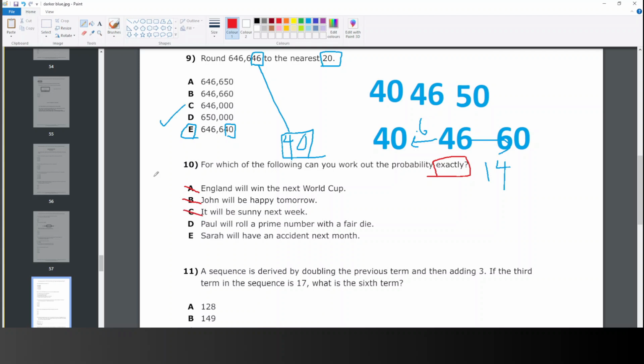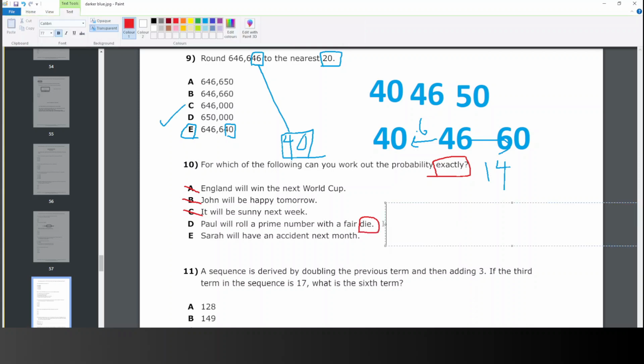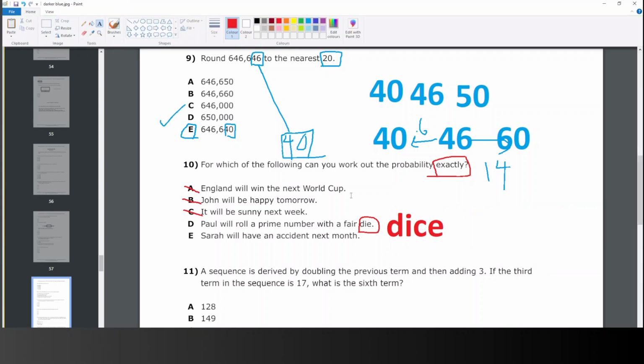No. Paul will roll a prime number with a fair dice. He will roll it. Okay, well, why have they spelt die like that? I know that's the singular, but it's so confusing. I mean, the 11 plus is hard enough. What are they doing? Just get the plural wrong deliberately. Goodness gracious. A fair dice. Some poor kid looks at that, doesn't know what's happening there.